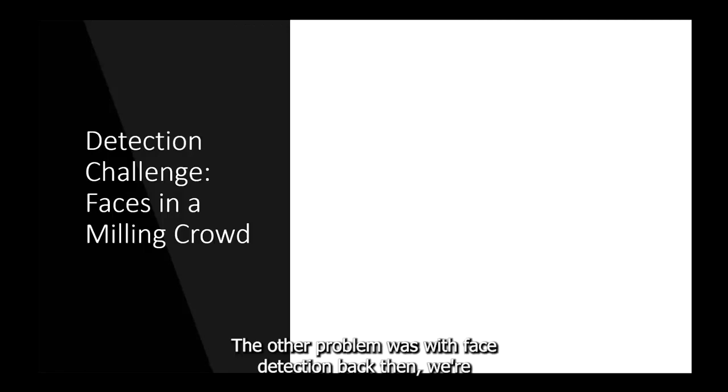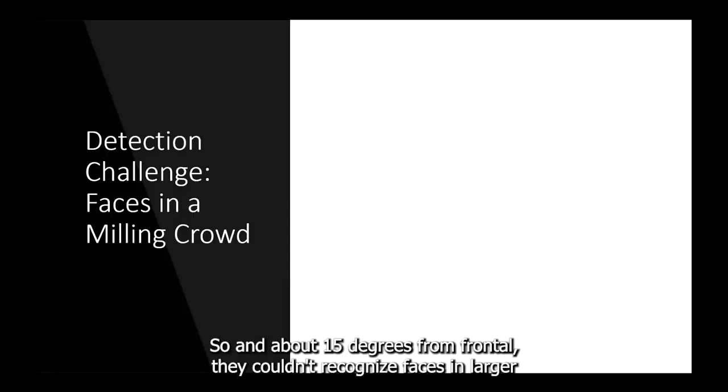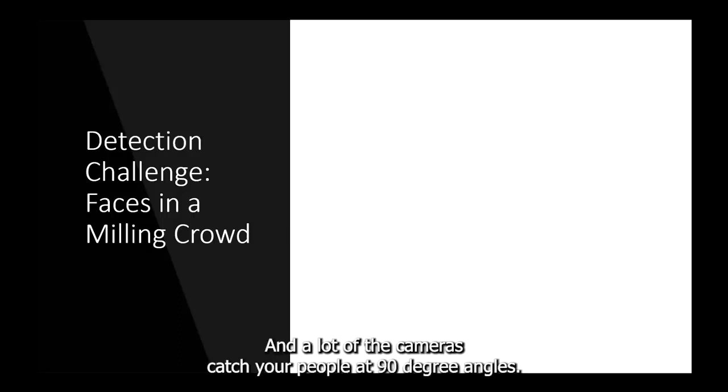The other problem was with face detection back then, we were using cascade detectors, like Viola-Jones type detectors, and they could only really recognise faces that were frontal, and about 15 degrees from frontal. They couldn't recognize faces at larger angles. And a lot of the cameras capture people at 90-degree angles.